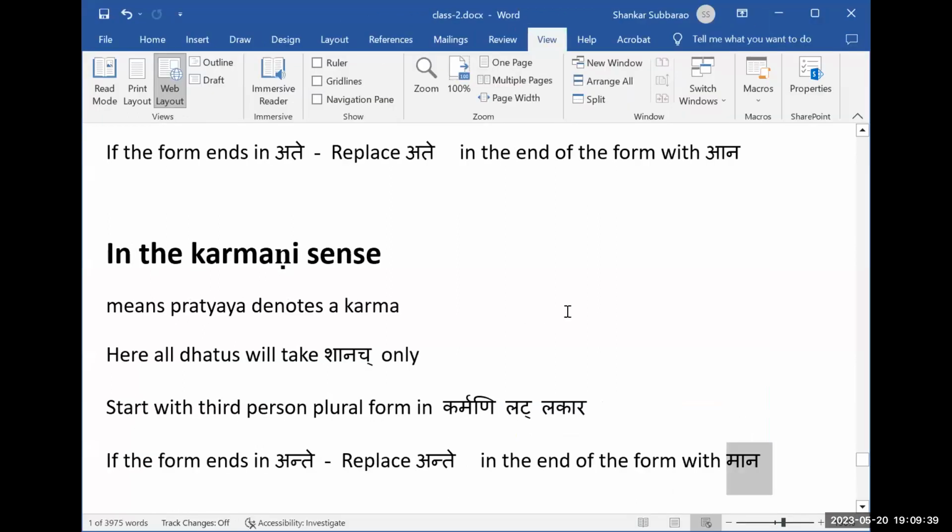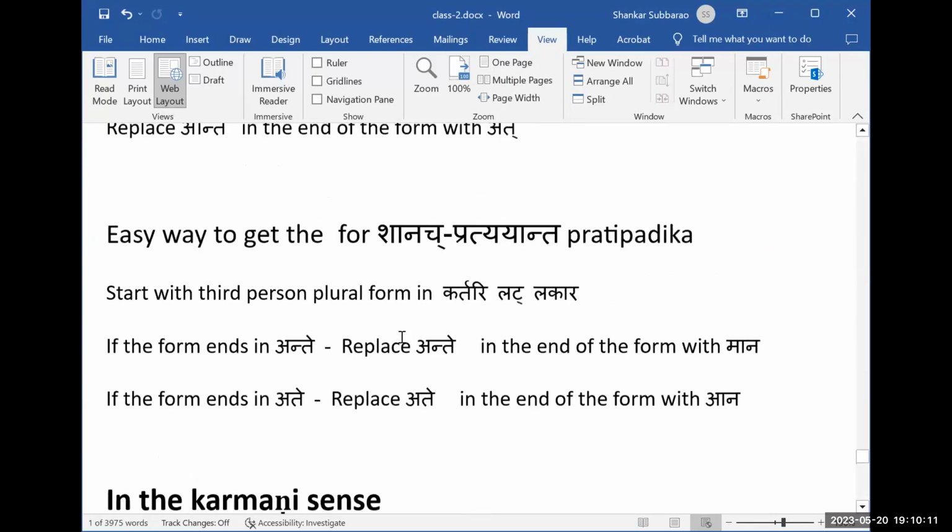And you remove the ante and add mana again. Remove ante and add mana. What form will you get? Labhyamana, pachyamana, pathyamana. All dhatus now. Whether it's parasmaipadi or atmanepadi makes no difference. Every dhatu will take these forms. Because pat becomes pathat in kartari, but in karmani prayoga, pathyamana. Labh will become labhamana in kartari, but labhyamana in karmani. Are you with me?